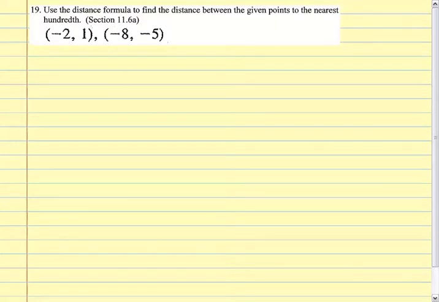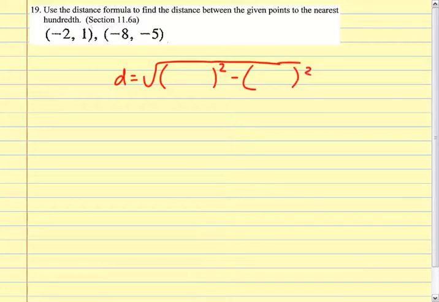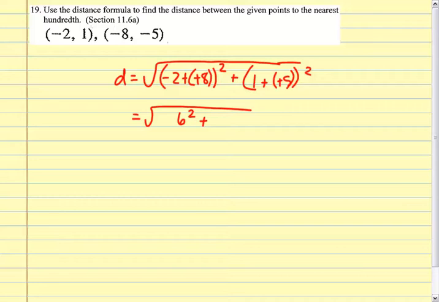Okay, distance formula again. All right, so the distance is going to equal the square root of the difference of the x's and the difference of the y's. Okay, so let's see, negative 2 minus negative 8, those are the x's. And then 1 minus negative 5, those are the y's. So that distance is going to be the square root of 6 squared plus 6 squared. All right, so that's going to be the square root of 36 plus 36, which is the square root of 72. And it says round to the nearest hundredth.